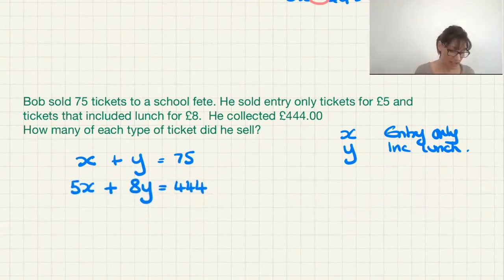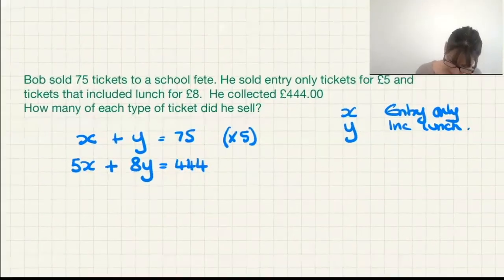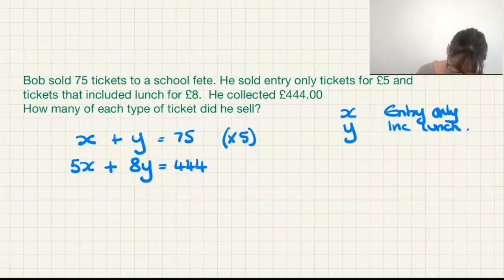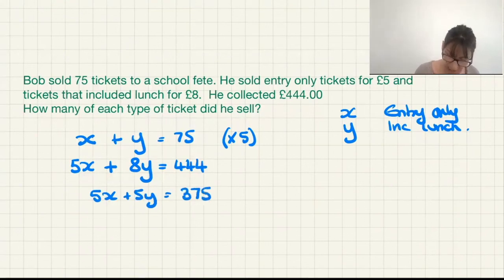Now, they're not matching yet, so we need to do that as our first step. So I really need to multiply all of this by 5 so that I can obviously get the first terms the same. I've got to be careful because I'm running out of page here. So I'm going to have 5x plus 5y equaling 75 times 5. So that's 375. And I've obviously got my other equation to use as well.